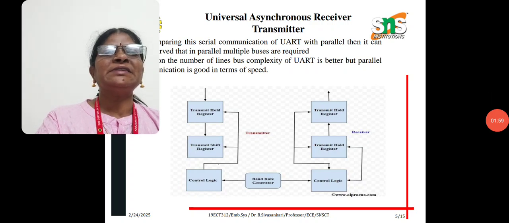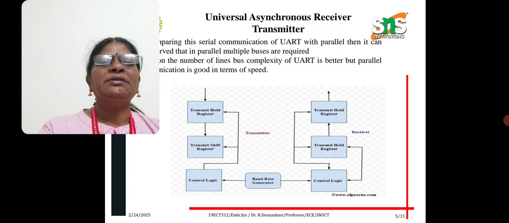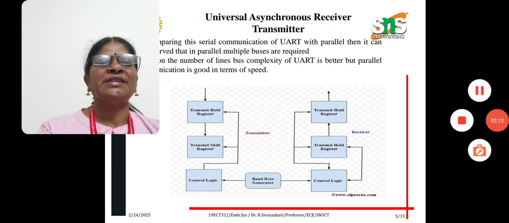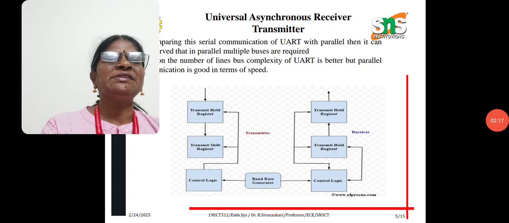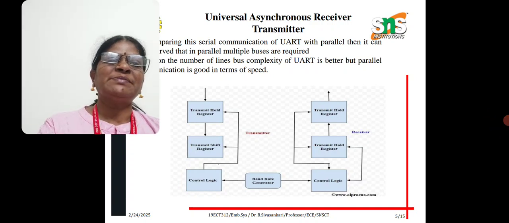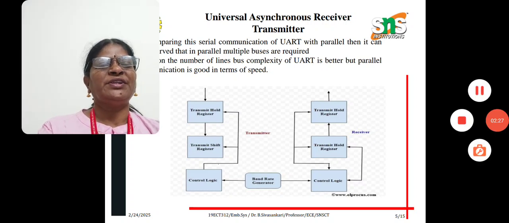So here we can see a block diagram which consists of a transmit hold register, transmit shift register, and control logic. Okay, on your transmitter side, and on your receiver side also, you have the same transmit hold register, transmit shift register and control logic. In between you have a baud rate generator.